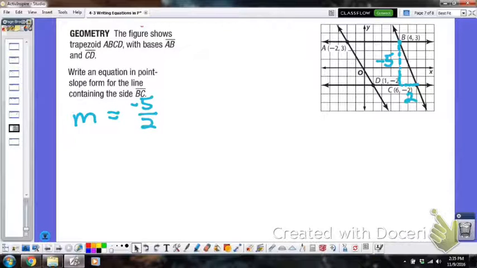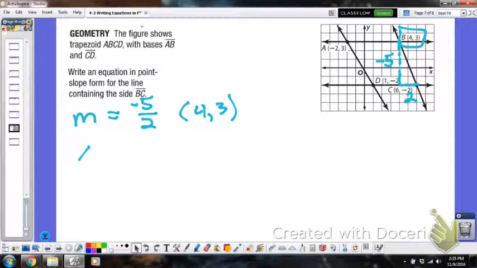And a quick check, look and see if my line is going downhill. It is going downhill from left to right, so my slope's negative. I'm good to go. Now I need to use a point. Let's use 4, 3, since we have positive numbers. So I'm going to use point B here. So 4, 3 is the point I'm using.